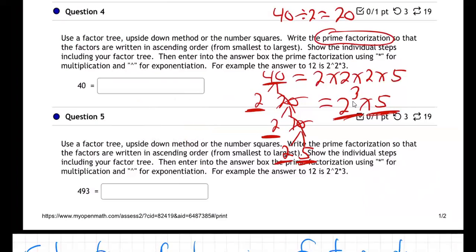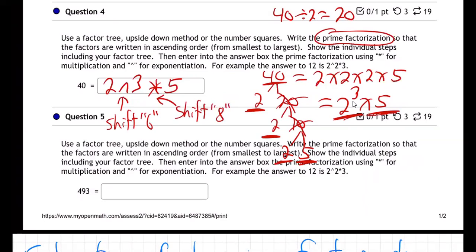How do we put this in on the computer? You have to go 2 and then do the up arrow. And then you go times 5. So that up arrow is a shift 6. And then the asterisk is a shift 8. Like that. So 2 to the 3rd times 5, shift 6, shift 8, like that. So there we go. We broke down the 40, 2 to the 3rd times 5.